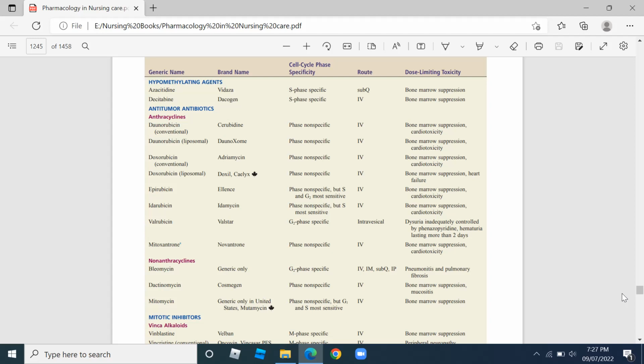These are the most important primary anti-tumor antibiotics. Doxorubicin and daunorubicin are both available in two forms, that is the conventional form and liposomal forms. Besides this, epirubicin, idarubicin, valrubicin, and mitoxantrone are available as antitumor antibiotics. Most of the drugs are phase non-specific and have IV as the route of administration, while in case of valrubicin, you may see here that it is G2 phase specific and it is intravesical.